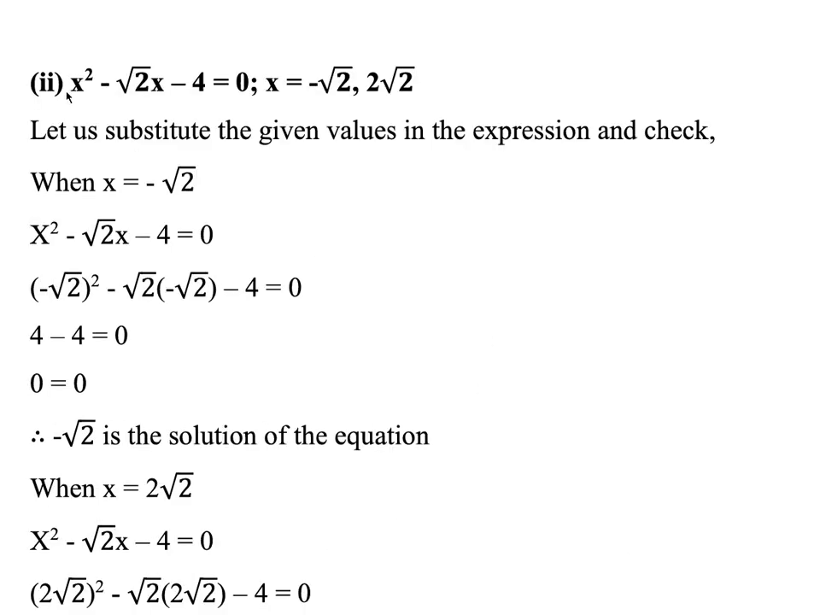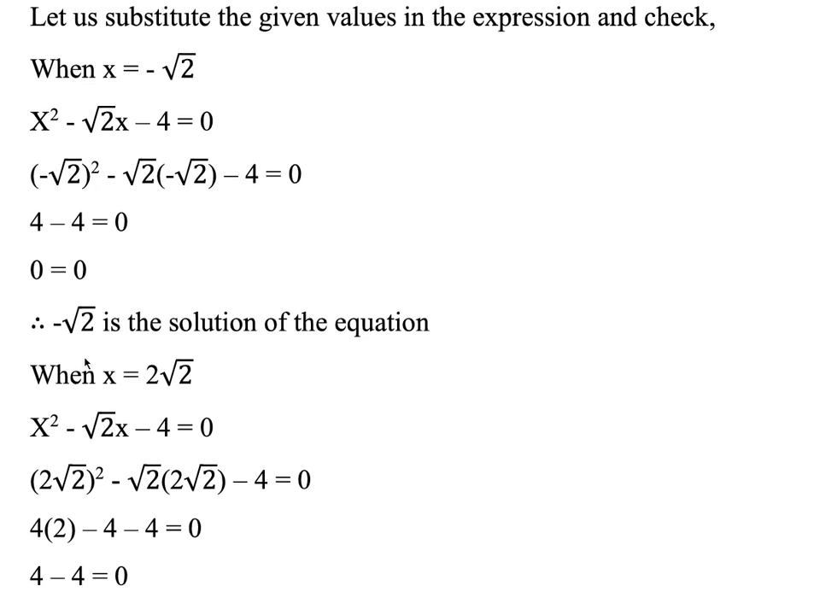Just like this, in the second equation, Roman 2, x square minus root 2 into x minus 4 is equal to 0. Here the two values of the x are given over there, that is minus root 2 and 2 root 2. So let's see whether these are roots or not. So in the equation x square minus root 2x minus 4 is equal to 0, we will write the minus 2 root 2 in place of the x, and the left hand side figure will be 0. So we can say that minus 2 root 2 is the solution of the equation.